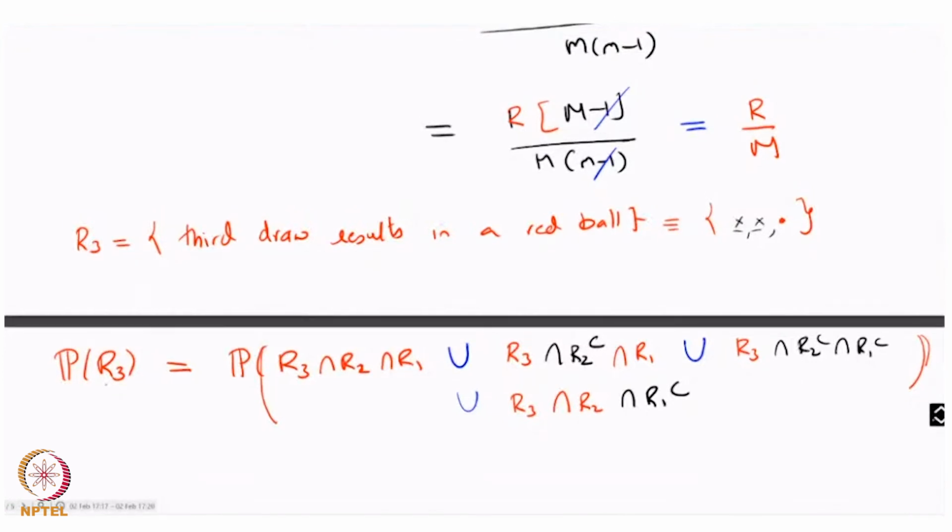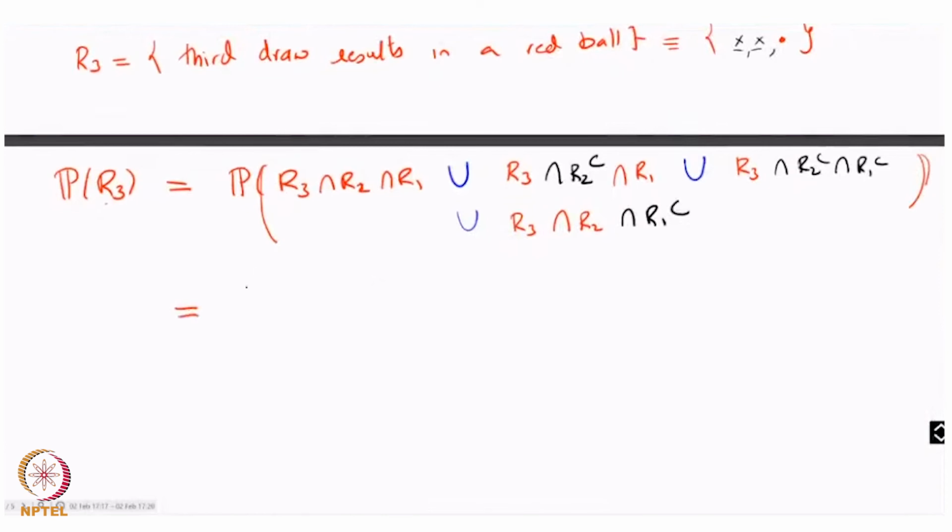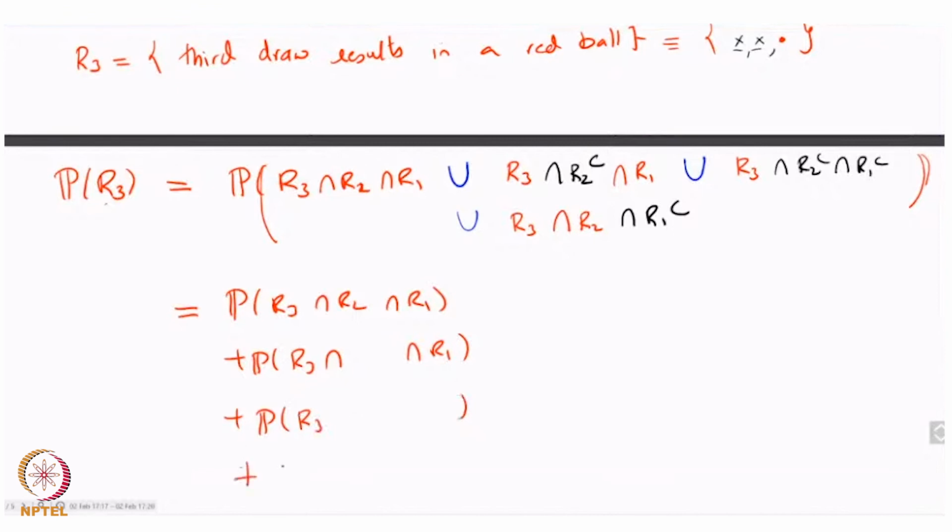Now they're all mutually exclusive, so you can add them up. So it's going to be, and now I'll add in only one color, the probability of R3 and R2 and R1, plus the probability of R3 and R2 complement and R1, plus the probability of R3 and R2 complement and R1 complement, plus the probability of R3 and R2 and R1 complement. These are the 4 possibilities.